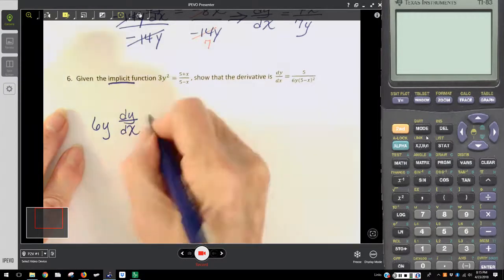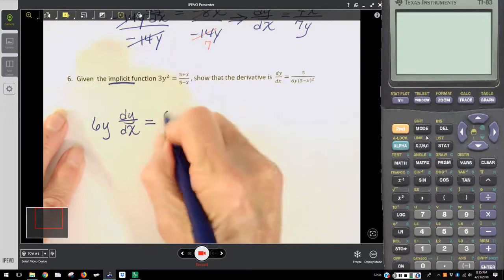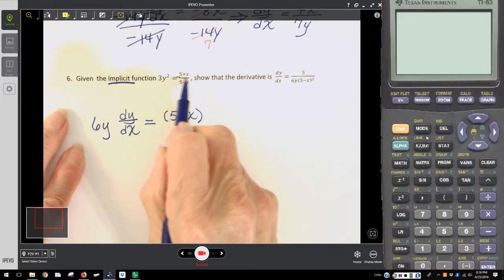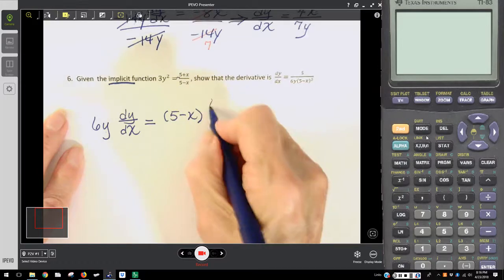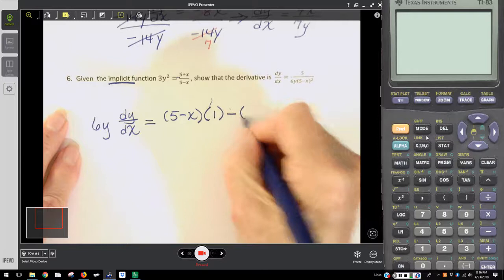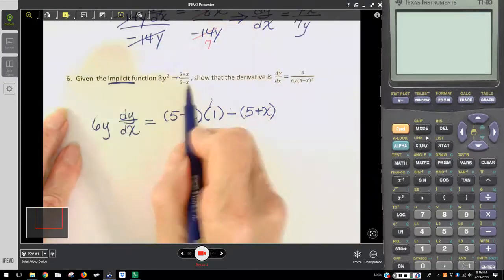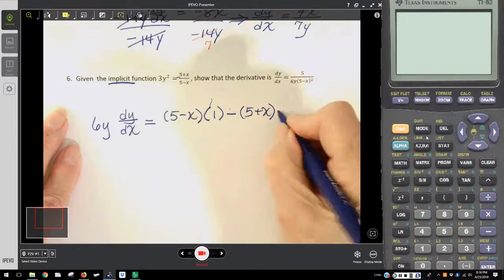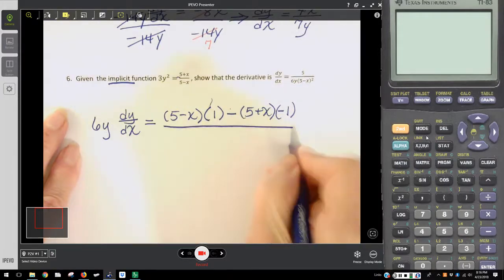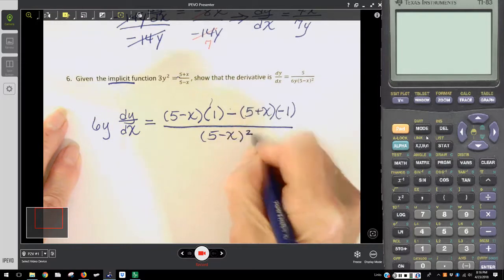dx is equal to, by the quotient rule, denominator goes to the top, 5 minus x times the derivative of 5 plus x, which is 1, minus 5 plus x times the derivative of 5 minus x, which is negative 1, all divided by 5 minus x squared.